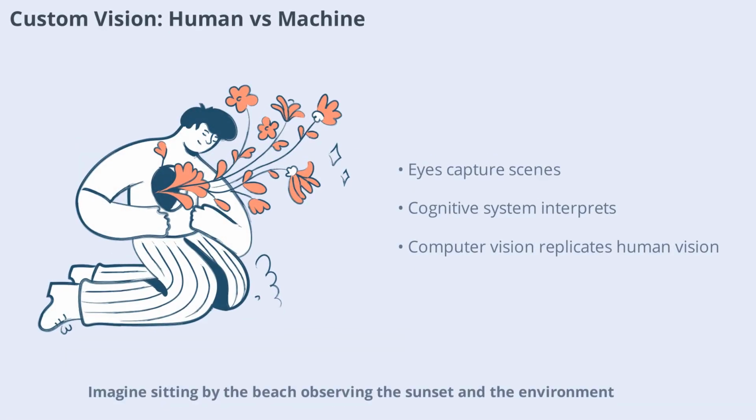Imagine sitting by the beach observing the sunset and the environment. Your eyes act as sensors, capturing the scene while your cognitive system interprets what you see. Human vision is dynamic, adjusting to brightness and focusing on objects at varying distances. This remarkable capability is what computer vision aims to replicate in machines, enabling them to interpret visual information.